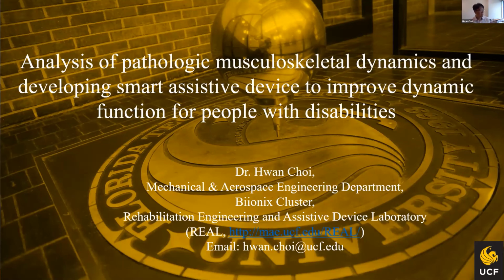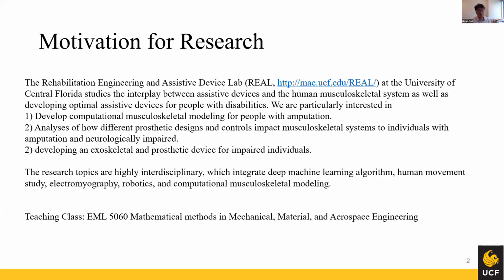And the title is Analysis of Pathology Musculoskeletal Dynamics and Developing Smart Assistive Device to Improve the Functionality for People with Disabilities. So my research revolves around identifying the characteristics of the walking patterns of people with disabilities, such as neurologically impaired, like cerebral palsy, stroke, and also I'm interested in doing analysis of people who got amputated, like losing their limb, mostly the lower limb.